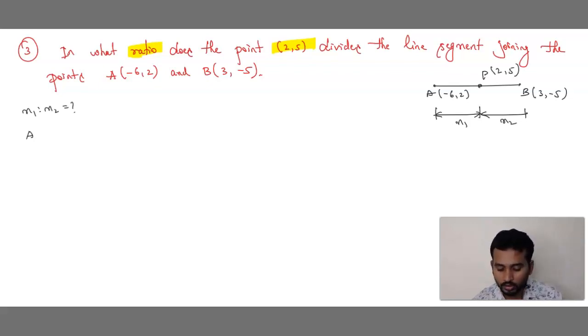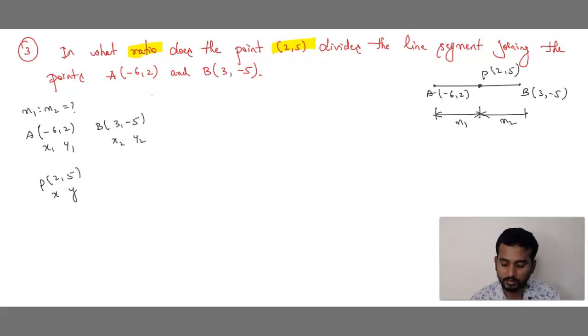Got it? Now the coordinates of A are minus 6 comma 2. That's nothing but x1 y1. And coordinates of B are 3 comma minus 5. That's nothing but x2 y2. So P of 2 comma 5, that is nothing but x y. That is x comma y.